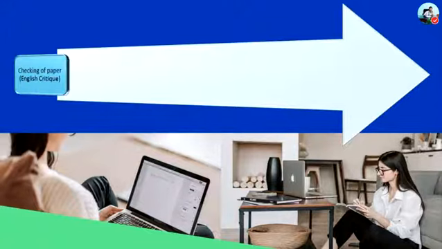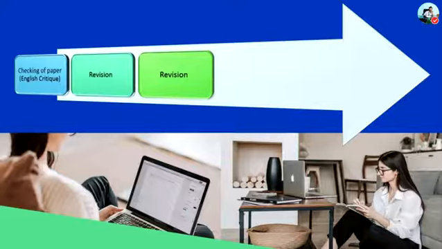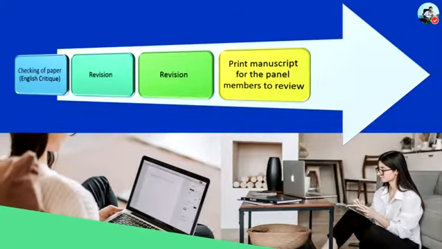And after that, you still have to undergo checking of your paper by an English critic. After the English critic checks and gives comments and recommendations on your paper, you will still undergo some revisions. You need to revise your papers. And after many revisions, once you have approval from your advisor that everything is clear and your paper is ready for oral defense, you need to print the manuscript and give the manuscript to the panel members.